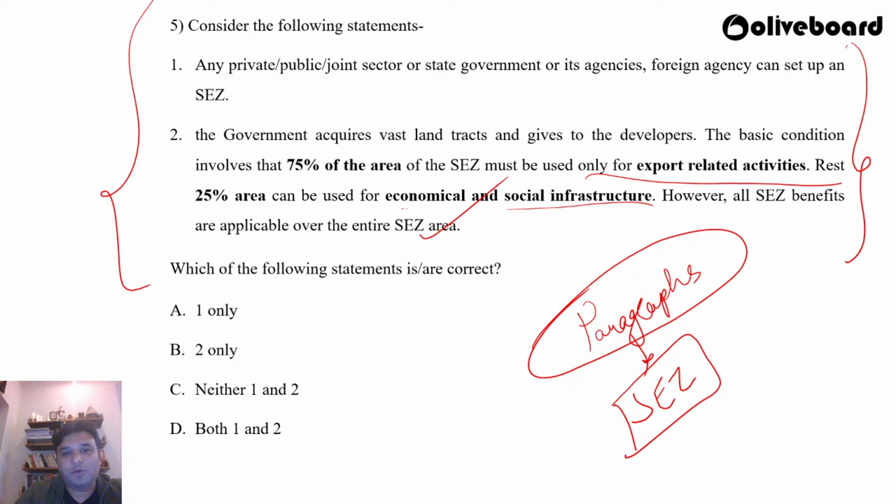Nilesh feels the answer is D, both 1 and 2 are correct. Ranjita feels the answer is D, both 1 and 2 are correct. What do you think is the correct answer? Any private, public, joint sector or state government or its agencies or even a foreign agency can set up a special economic zone. Statement number 2. The government acquires vast land tracts and gives it to the developers. The basic condition involves that 75% area of the SEZ must be used only for export related activities. Rest 25% area can be used for economical and social infrastructure. However, all SEZ benefits are applicable over the entire SEZ area.